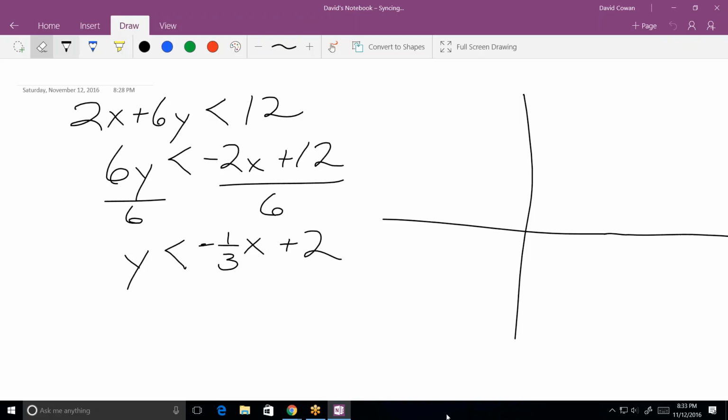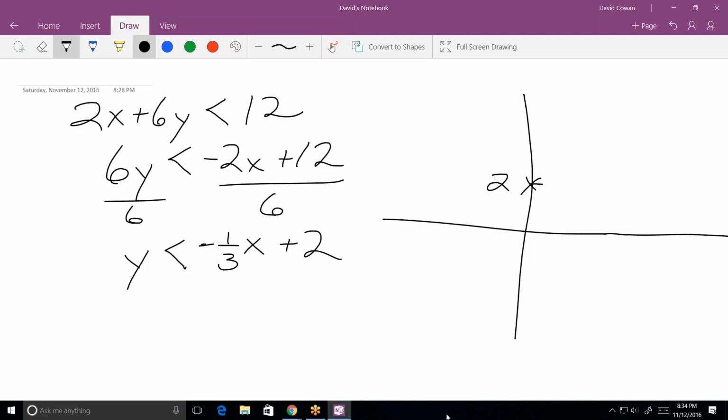Now I have it in the form of y is less than mx plus 2. Well, how do I graph that? Where do I start? With the y-intercept, which is 2. So I know that point is on my graph. Now I need one more point. Whenever you're graphing a linear anything, whether it's an equation or an inequality, you need 2 points. 2 points determine a line.